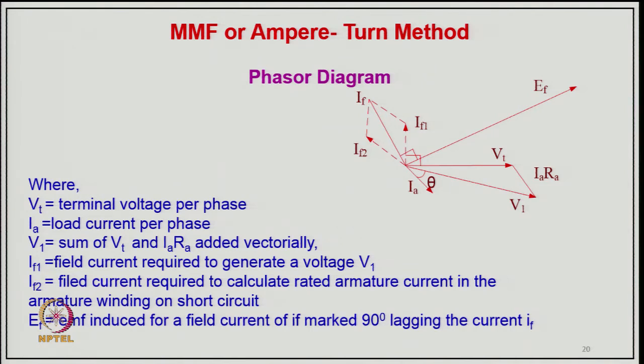So, we can say V T is the terminal voltage, I A is the full load current, V 1 is the sum of V T and I A R A, and I F 1 is the field current required to generate V 1, and I F 2 is the field current required to circulate the rated current in the armature winding under short circuit, and E F is the induced voltage for the field current.